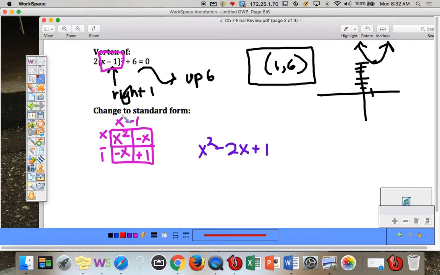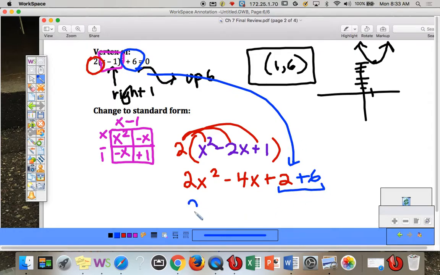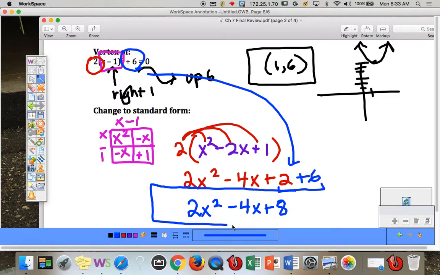But then you have this 2 on the outside here. So we're going to put the 2 here and distribute. We get 2x squared minus 4x plus 2. And the last step is don't forget about this plus 6 at the end. So we'll combine like terms and get 2x squared minus 4x plus 8. And here's your new equation in standard form.